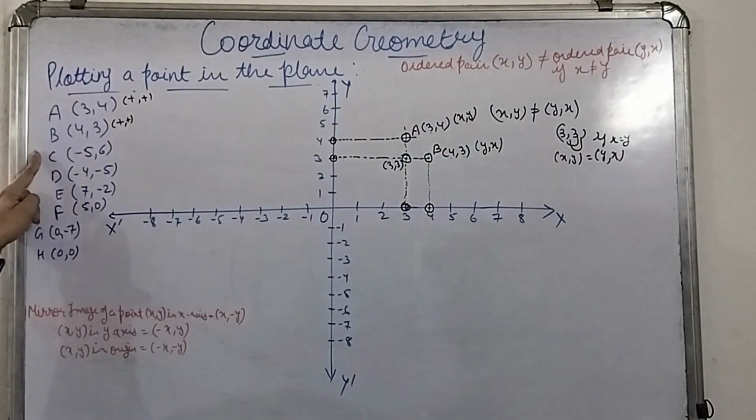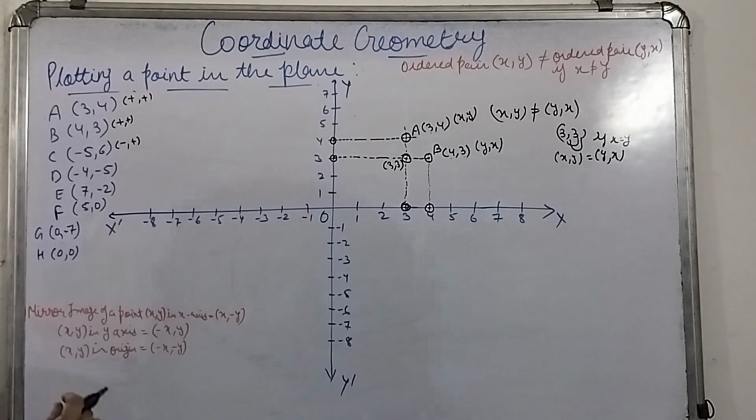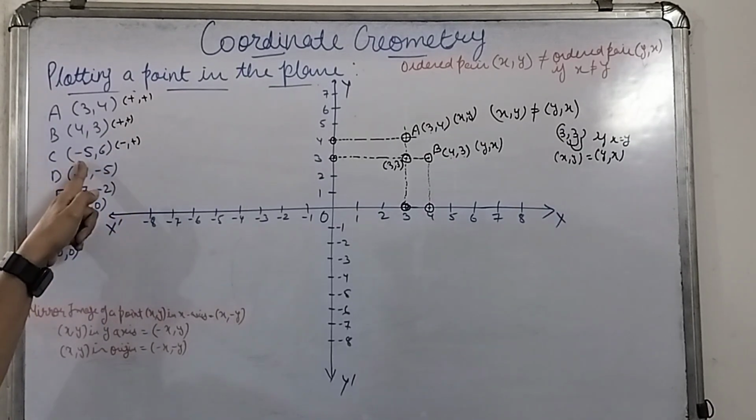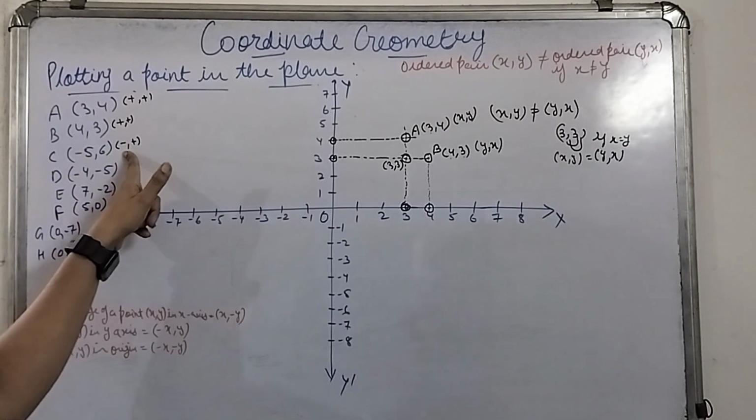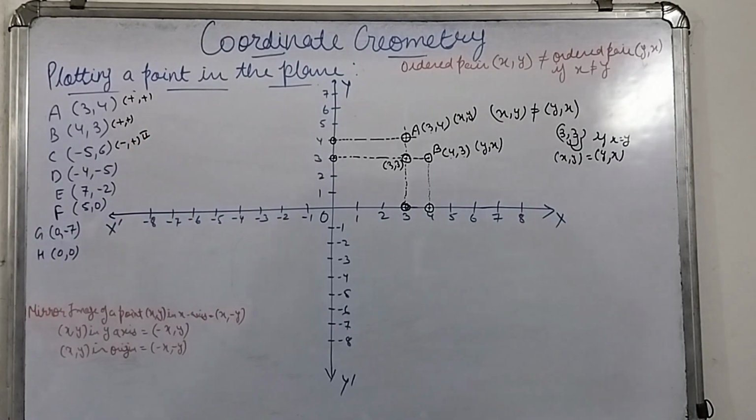Now let's see the third point C, that is (-5, 6). Over here this is of the form (minus, plus). That means x is negative and y is positive. This type of form will lie in your second quadrant. Where will this point lie? It will lie in the second quadrant.